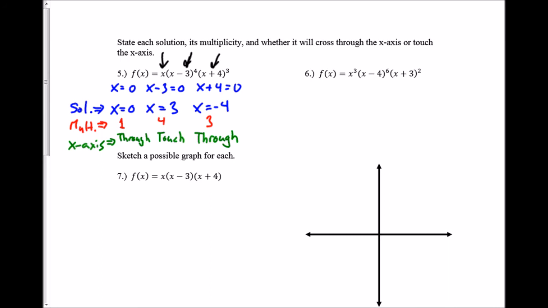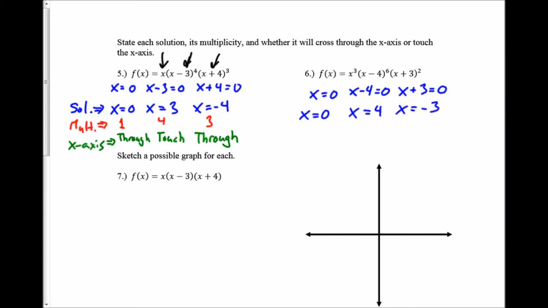For number 6 here, we're doing the same thing. I set each factor equal to 0. The first factor is just an x, so I said x equals 0, the x minus 4 equals 0, and the x plus 3 equals 0, and I solve each. This one's already solved. This one I add the 4 to each side, so I find out that x equals 4. This one I subtract the 3, so I find out that x equals negative 3.